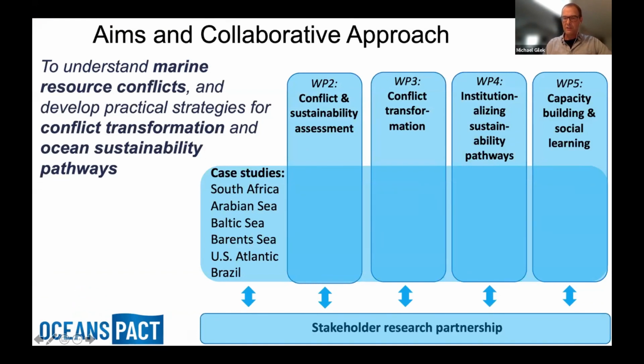So this is the basic setup of the project. Maybe you've seen this before. I just wanted to show it again. A very short and maybe simplistic aim statement that we present here is that we want to understand marine resource conflicts and to develop practical strategies for transforming them and somehow link them to sustainability pathways. And obviously linked to all of these different concepts there are discussions and clarifications. What exactly is a conflict here, and what constitutes the sustainability pathways?